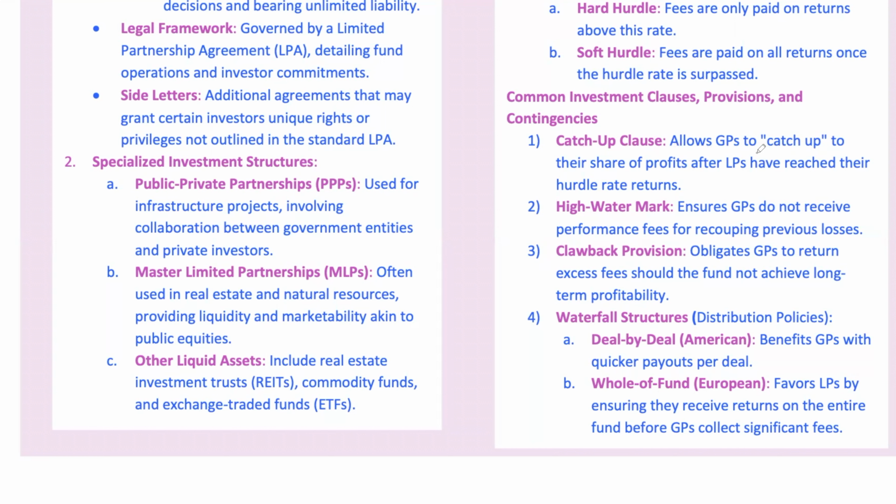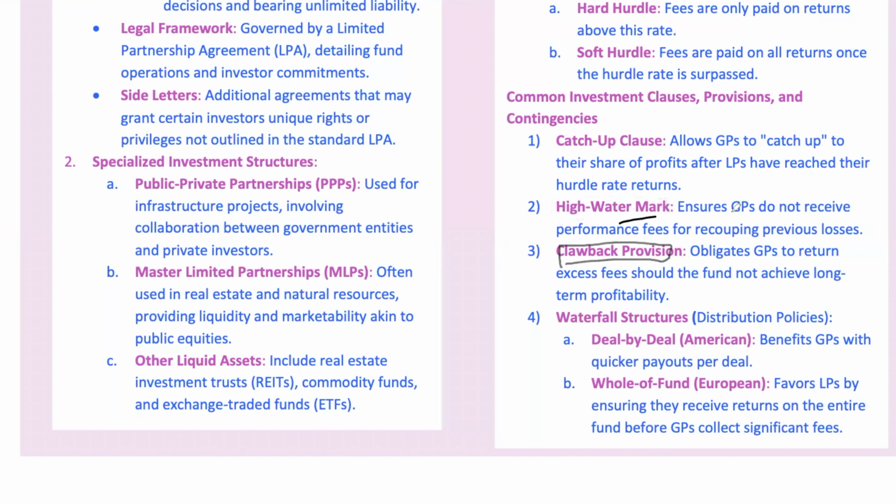Then things turn. Let's say the next few years don't go so well. One investment just breaks even. Another one tanks. Now the fund's average return falls below 8%. But remember, the GP already took carry in year 1. This is where the high water mark and clawback clause protect you.